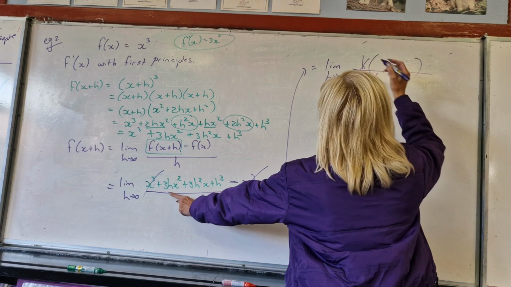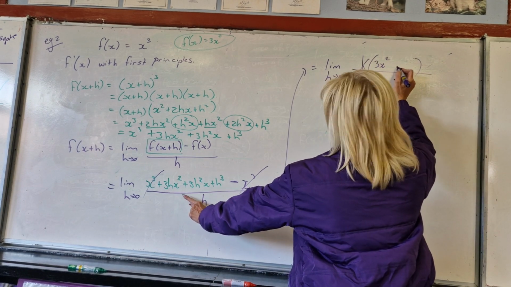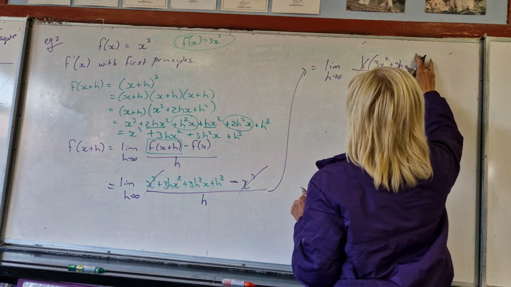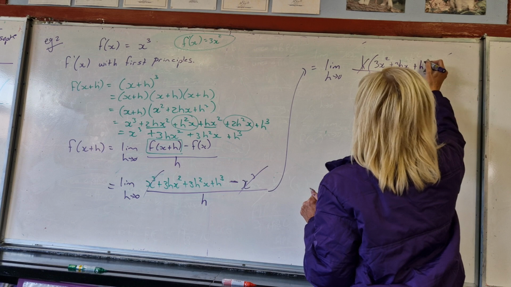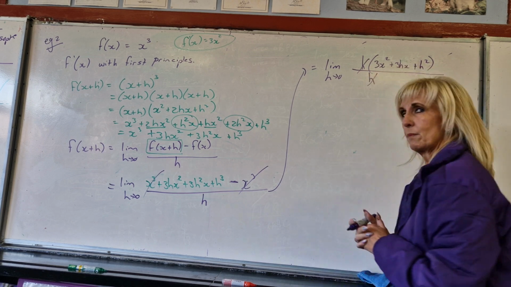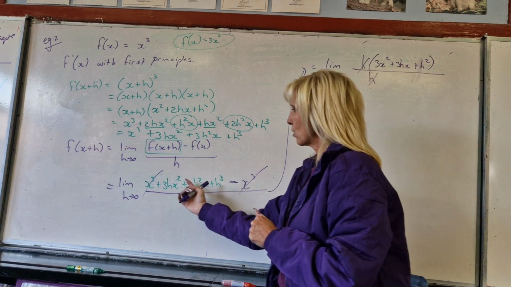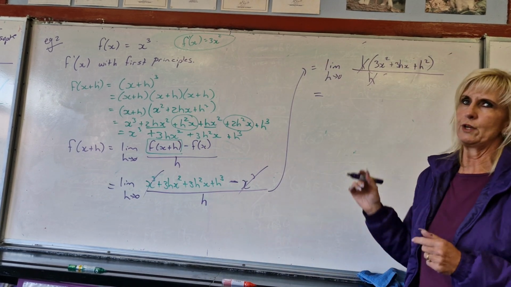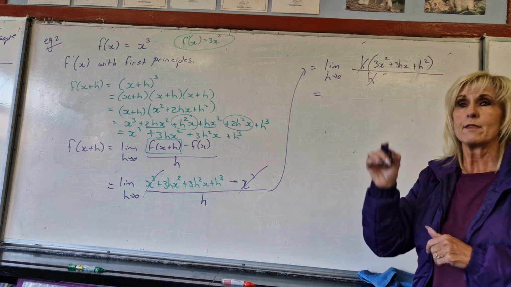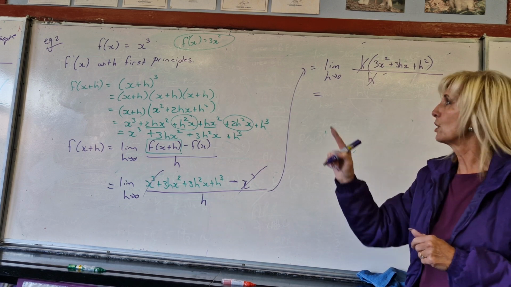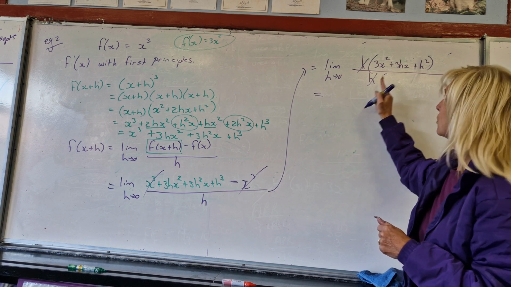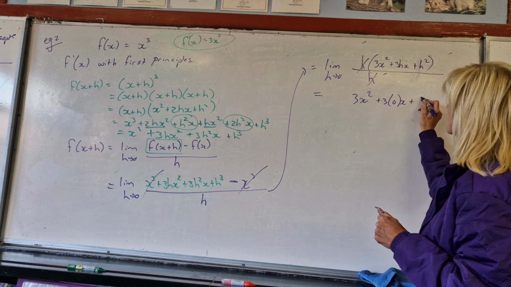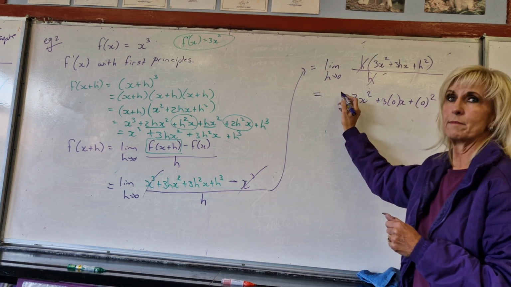Taking out the h, what's left? 3x squared plus 3hx plus h squared. Are you with me, everybody? Taking out a common h, making my problem disappear. So now you don't have to rewrite it again. You can immediately now say, the moment that you substitute that 0, you don't have the lim here anymore. You can't have 3x squared plus 0 plus 0 and still have the lim here.